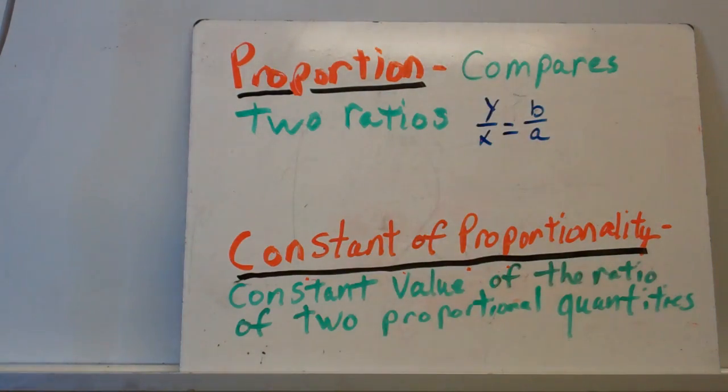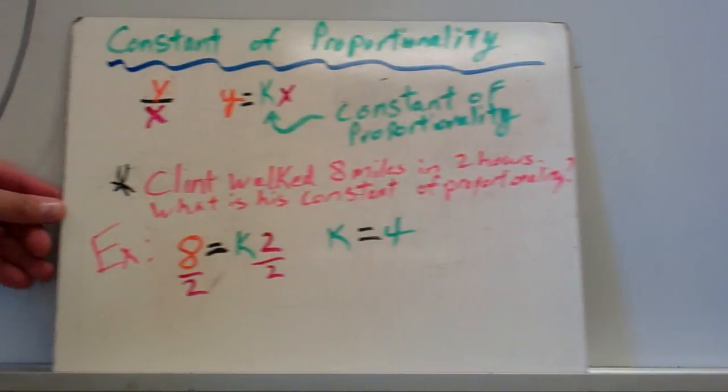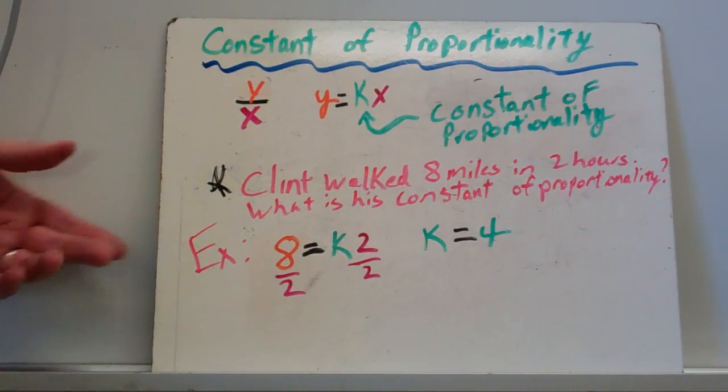We have y over x is equal to b over a. And then another term that we need to look at is called the constant of proportionality. And that is the constant value of the ratio of two proportional quantities. Okay? And we're going to look at the constant of proportionality right now, so what was just said makes a little more sense.